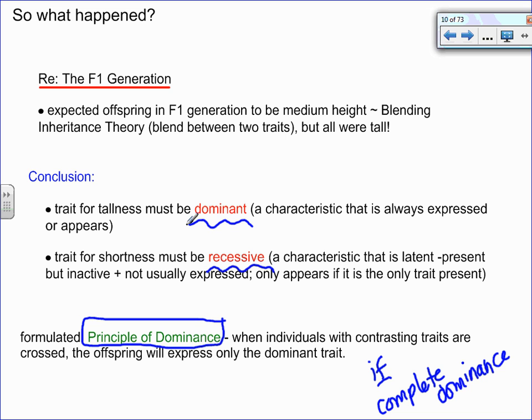Okay, so he said that the tall one must be dominant and the short one must be recessive. So he formulated the principle of dominance. Any of these laws you should be able to recognize, maybe for matching or multiple choice, or explain a little bit. So, principle of dominance: when individuals with contrasting traits are crossed, the offspring will express only the dominant trait.